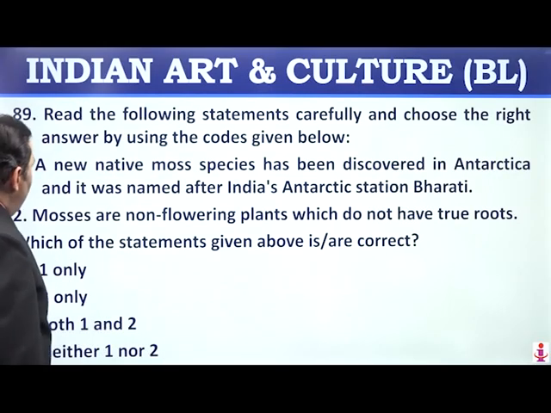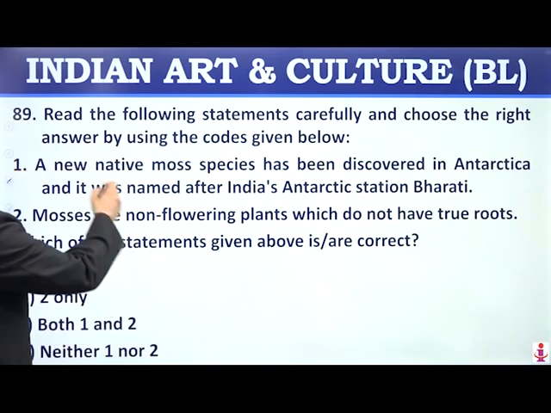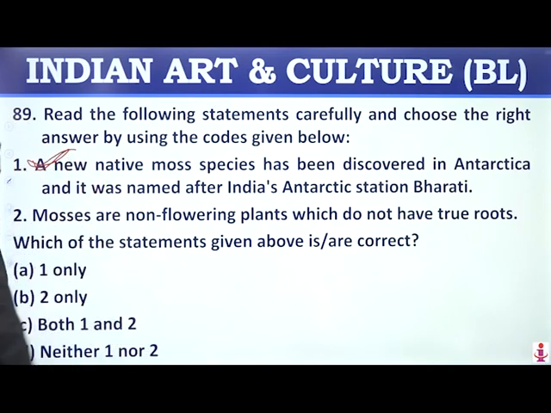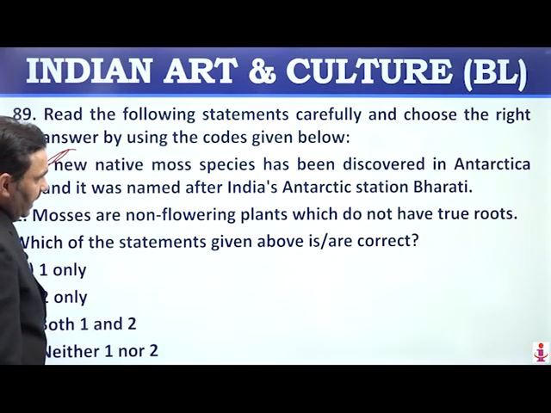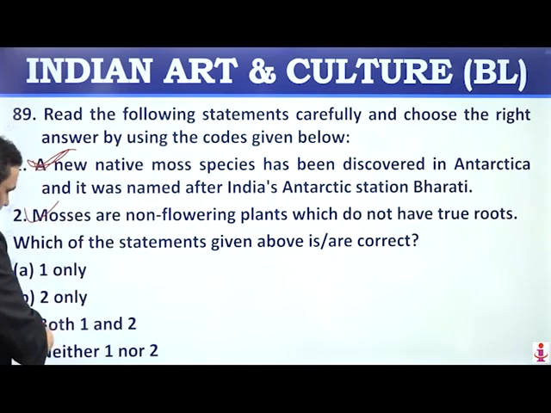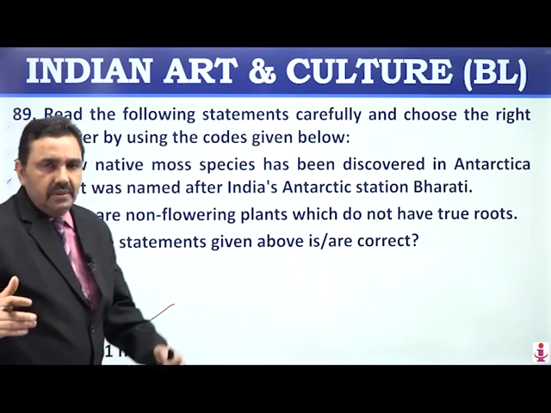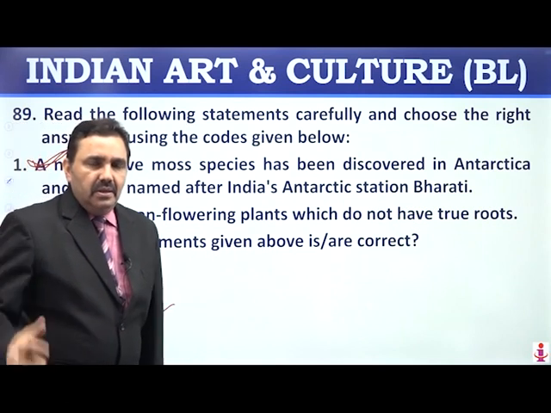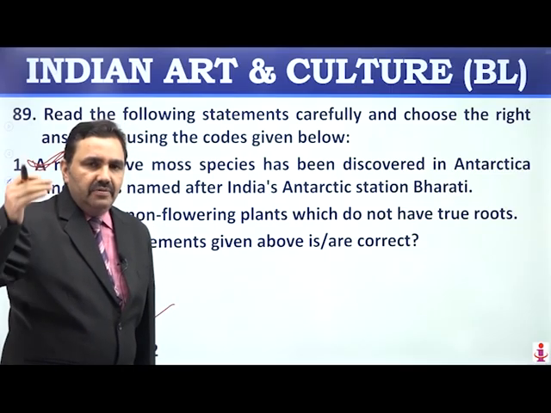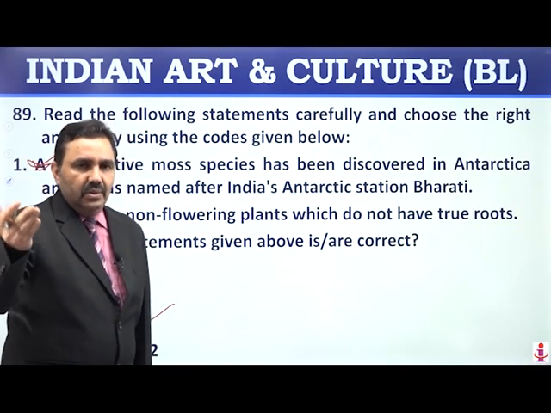89. A new native moss species has been found in Antarctica. It has been named after India's Antarctic station, Bharati. Mosses are non-flowering plants. Both are correct here. Option is C, both 1 and 2. So these are current affairs related issues. Keep reading, and all of these can be solved if you just refer to one of the papers, let's say The Hindu or Indian Express.